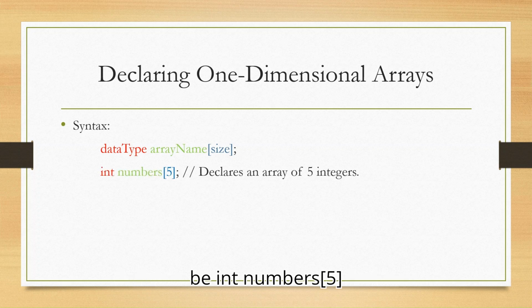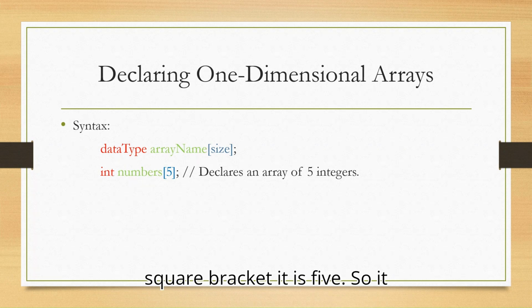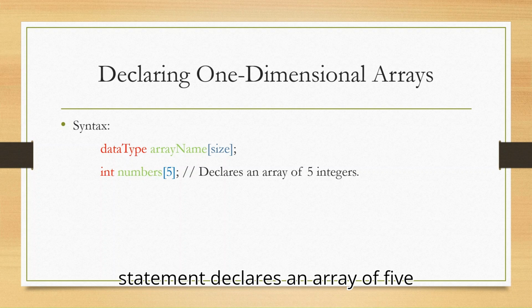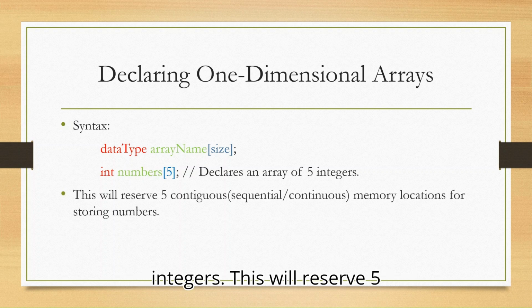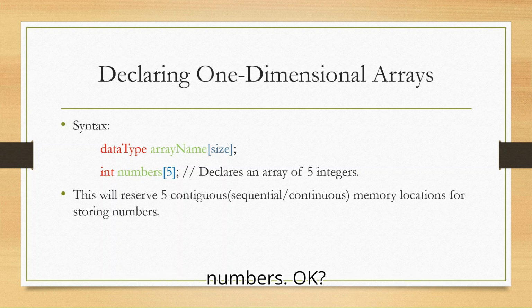It can be int numbers square bracket 5. In this, int tells us the data type of the array, numbers is the name of the array, and in square brackets it is 5. So it tells us the size of the array. This statement declares an array of 5 integers. This will reserve 5 sequential memory locations for storing numbers.